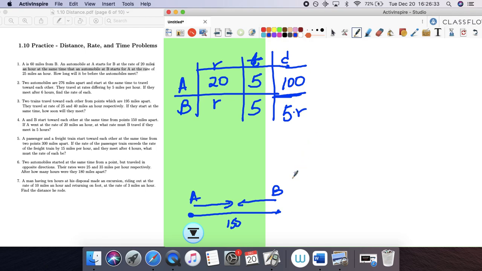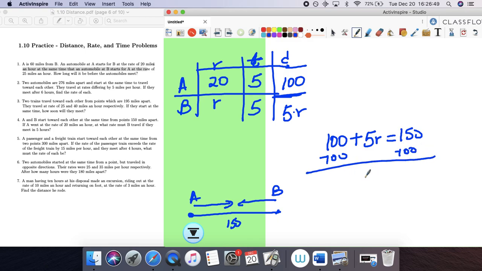So again, what do I know about these two distances? Well, the distance covered by car A, which is 100, plus the distance covered by car B, which is represented by 5R, is going to equal 150. Subtract 100, so now this becomes the tedious part. That goes away, 5R equals 50. Divide both sides by 5, and R equals 10. So the speed of the slower vehicle is going to be 10.